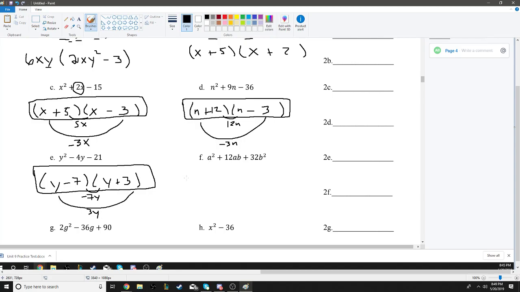Okay. Same thing, don't freak out. These guys have to multiply to be a squared in front. Multiply to 32, but add to 12. I'm thinking 4 and 8. But notice how there's a b squared on the end? Those both need b's. So 4b times a is 4ab. 8b times a is 8ab. And those two combine to make 12ab.